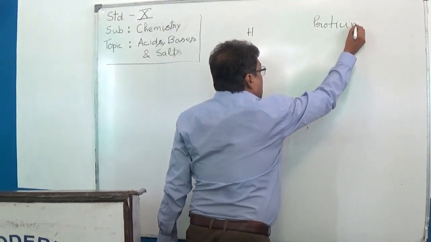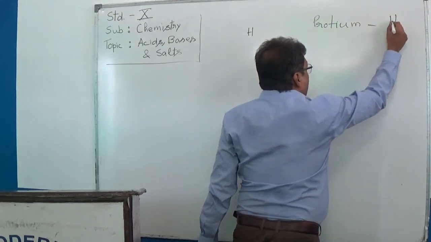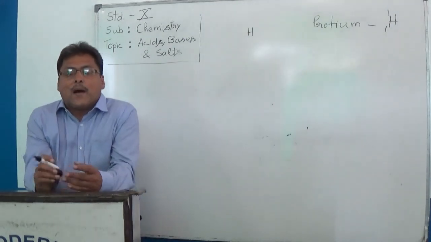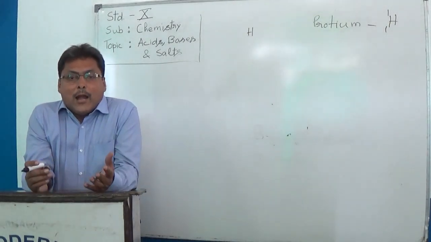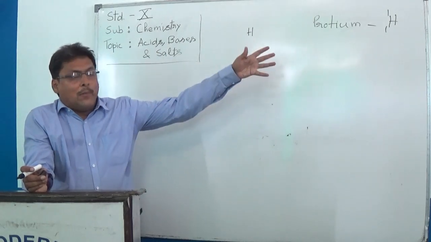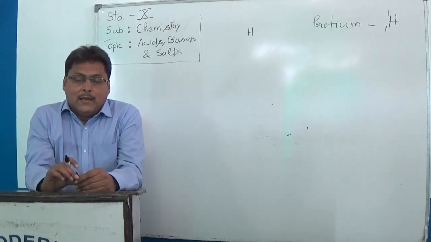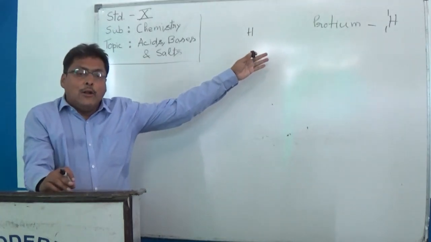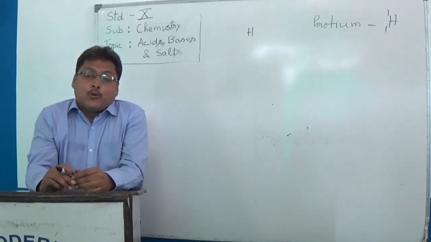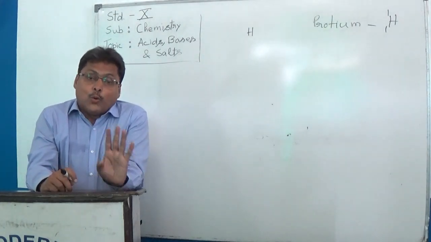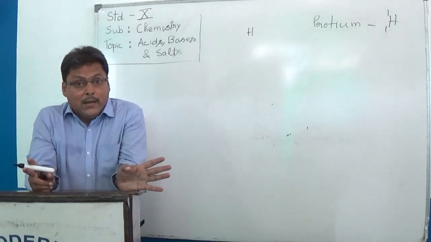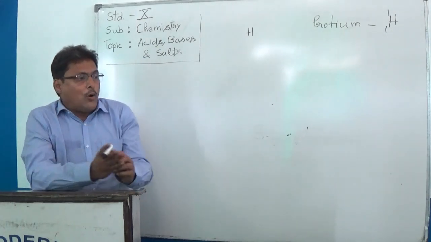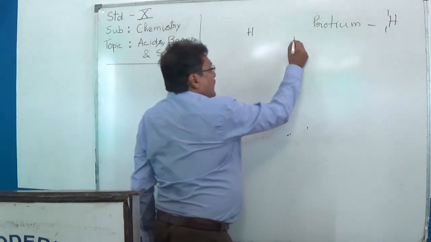Protium, that is H, the only element in nature that has the same mass number and the same atomic number. That means it does not have a neutron. This is almost 99% of the hydrogen found in nature. So we are mainly dealing with protium. It is so much in all the hydrogen atoms. But let's also learn about the other two.